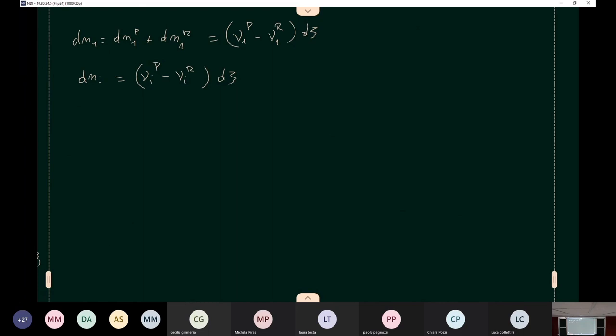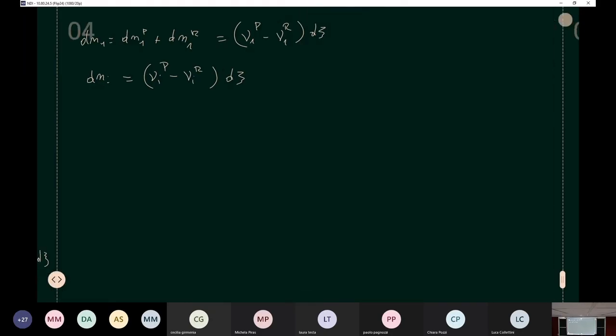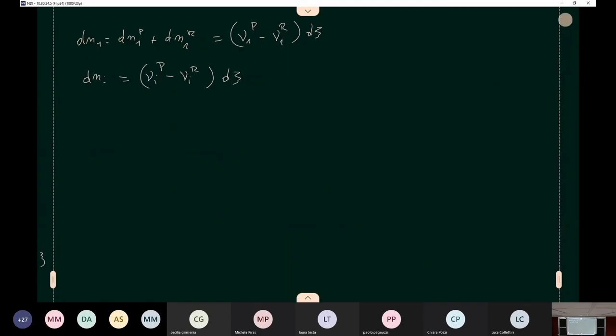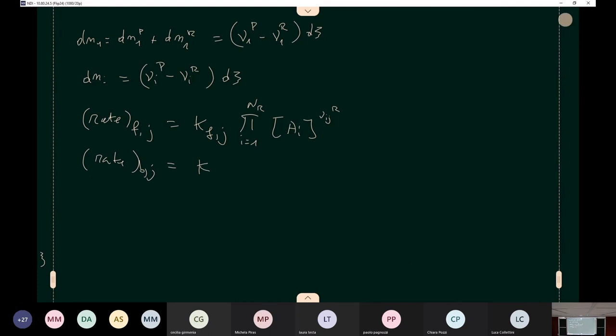So what we said here is that the rate is proportional to. So we can consider that our rate will be through a constant. We have a rate of reaction of the forward reaction for the jth reaction which will be proportional, with a coefficient kfj, to our product of concentrations raised to nu ij R, and we have also a rate for the backward reaction, which is proportional to that product through this quantity here.